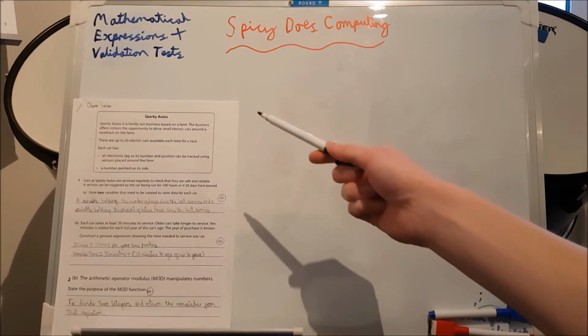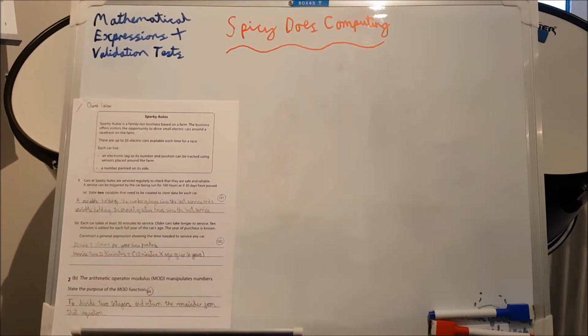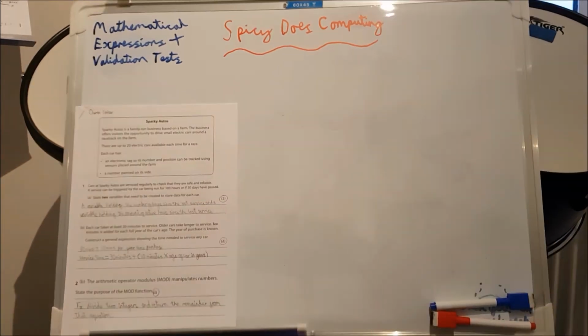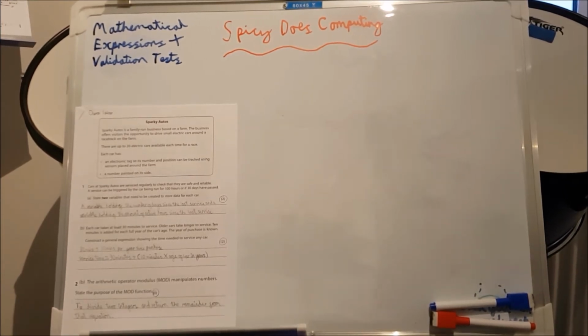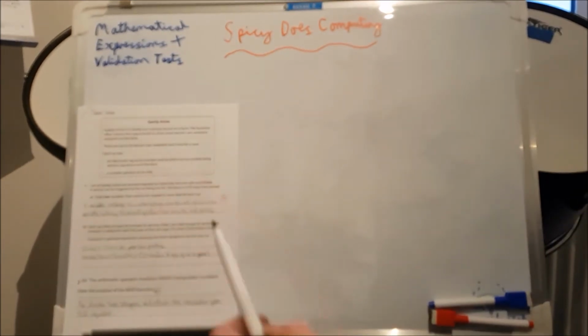So, as you can see here, I've got an example from the Paper 2 mock we did a little while ago. This question gives us the case of Sparky Autos, a family-run business based on a farm. They run small electric cars around a racetrack on the farm. This whole box here is context. That question isn't a mathematical expression.